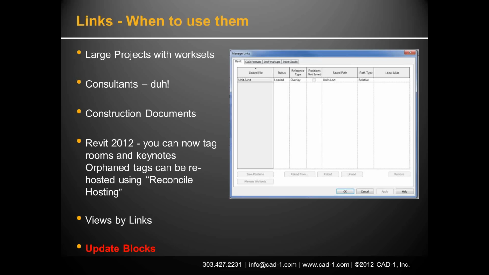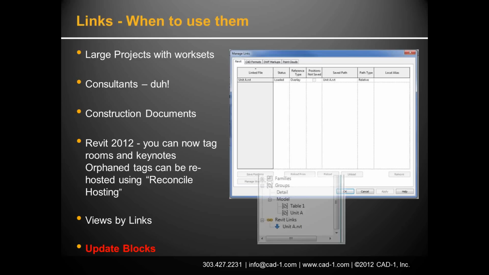You can now tag through rooms and do keynotes. If tags become orphaned, you can also reconcile the hosting, which has been great for anybody on 2012. So if you're on older versions, unfortunately, you can't do that. Can't tag rooms and things like that. But now we can do it within Revit. That is nice. Views by links, and we'll get into that.